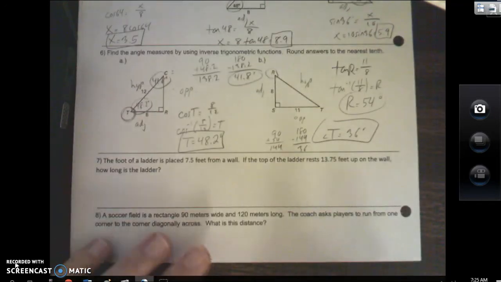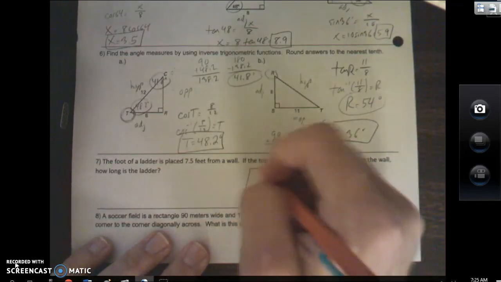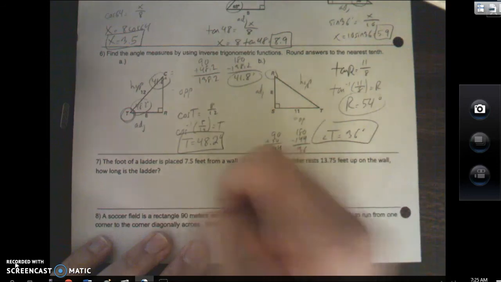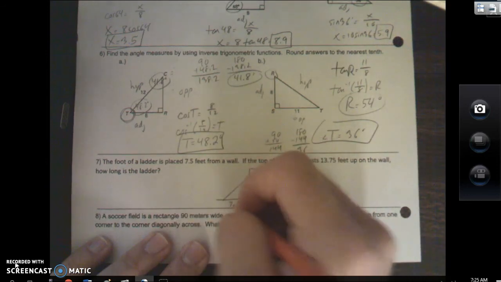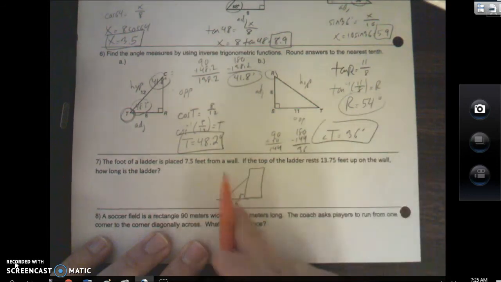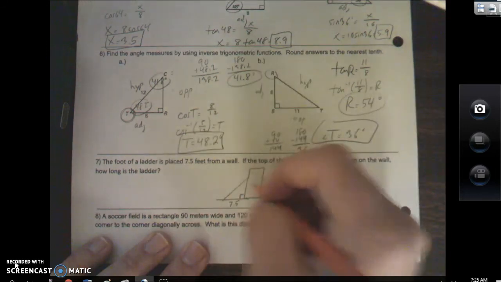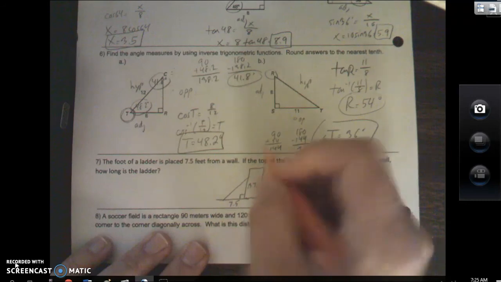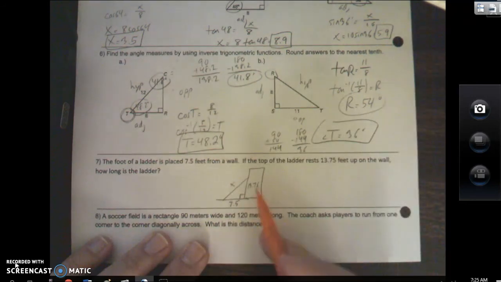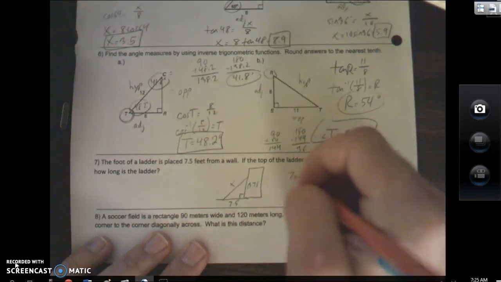Okay. All right, last two. The foot of a ladder is placed 7.5 foot from a wall. So here's a wall. Here's my ladder. There's 7.5. If the top of the ladder rests 13.75 feet up the wall, so 13.75. How long is the ladder? I know two sides. I want to find a third. Good old Pythagorean theorem.